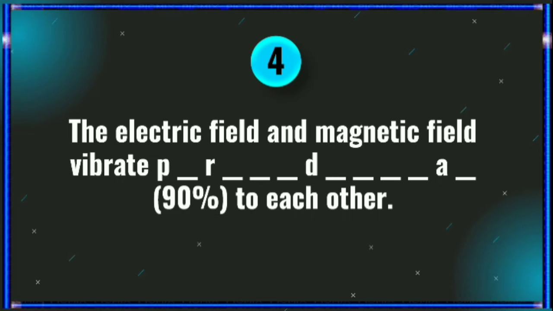How about this sentence? The electric field and magnetic field vibrate blank, 90 degrees to each other. So what do you think is the word to complete the sentence? You can pause this video to answer.